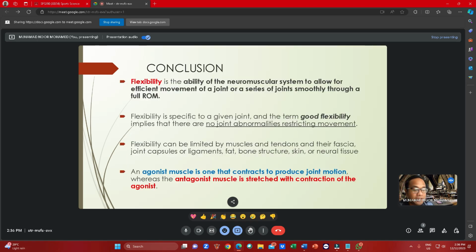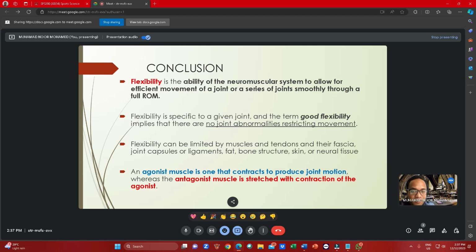Okay, and as for the conclusion, flexibility as a whole is the ability of your neuromuscular system to allow efficient movement smoothly through a full range of motion. So if you can move but not through a full range of motion, it means you don't have the flexibility yet. And to be a good athlete, flexibility is one of the major factors differentiating winning or losing. So it needs to be included in any rehabilitation process, starting from the initial stage up until return to sport.